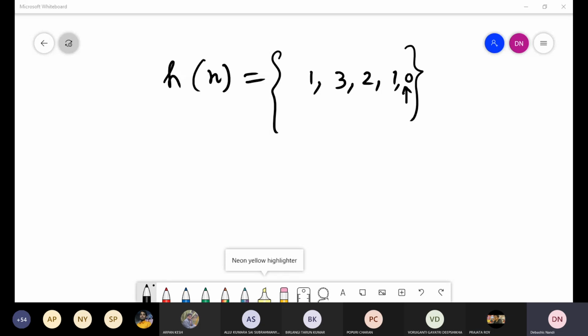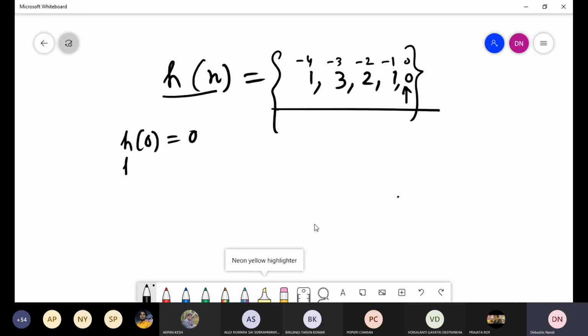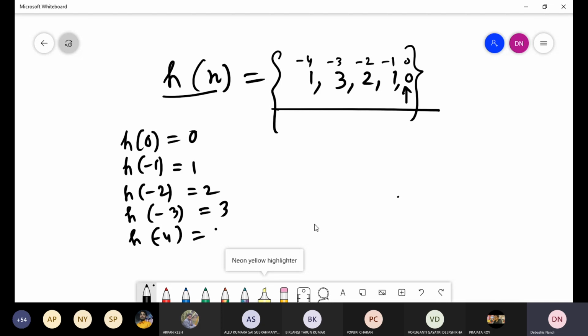So suppose I have a linear time invariant system for which the impulse response is given like this. In this sequence, the arrow sign is given here at the right hand side. Now you see, this is for n is equal to 0, this is for n is equal to -1, this is for n is equal to -2, this is for n is equal to -3, this is for n is equal to -4. That means h of 0 is equal to 0, h of -1 is equal to 1, h of -2 is equal to 2, h of -3 is equal to 3, and h of -4 is equal to 1.